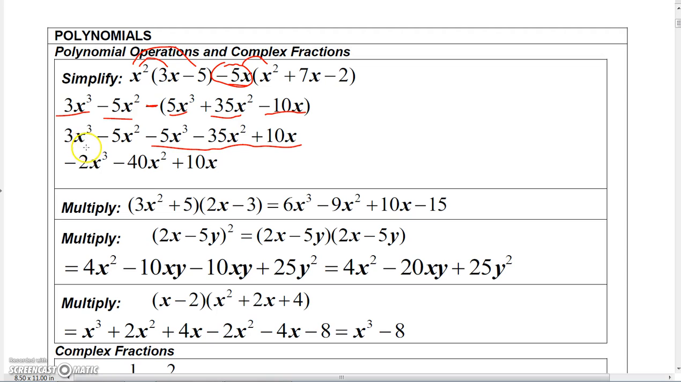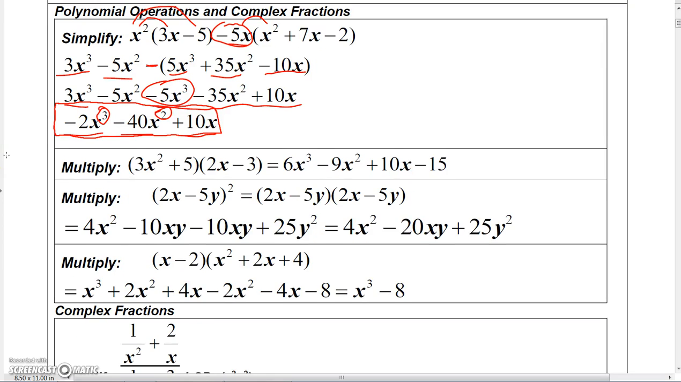Okay, now I'm going to collect like terms. So here you'll have a 3x cubed, and here you have a minus 5x cubed. So 3x cubed minus 5x cubed would be minus 2x cubed. Here you have a minus 5x squared and a minus 35x squared, which is a minus 40x squared. And then the 10x is all by itself. And so now you've simplified a polynomial expression. And notice that you generally write these in descending order, where you have the term with the highest exponent first, and then the next lowest exponent, and so forth, in that order.